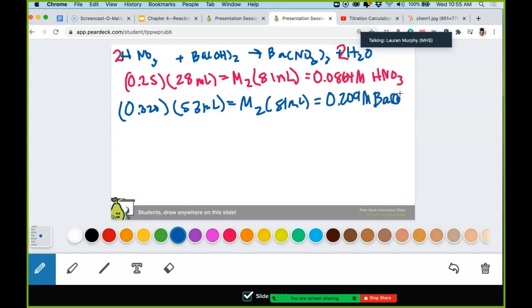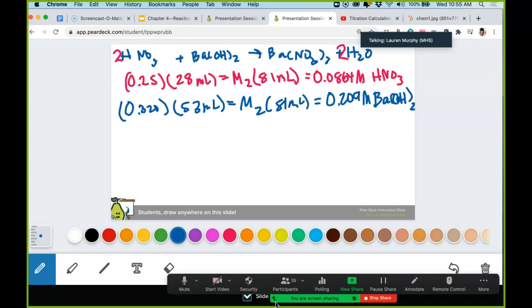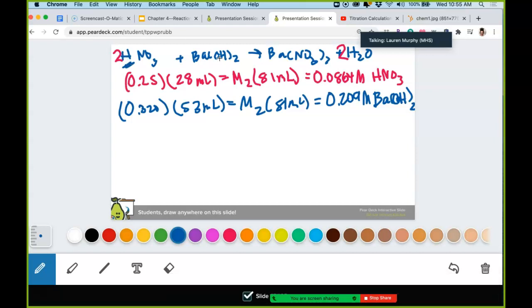So the nitric acid is the acid, the barium hydroxide is the base. What makes something an acid and a base? I got this question last class, and it was a really good question. So having hydrogen ions, for the sake of right now, makes something an acid, and having hydroxide ions makes something a base. Okay? Question so far?